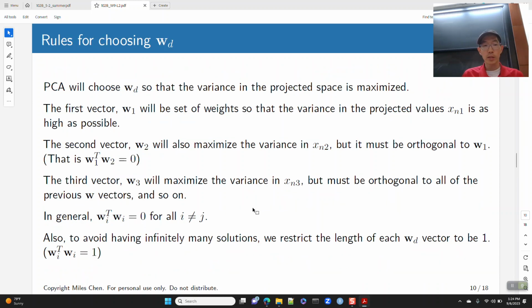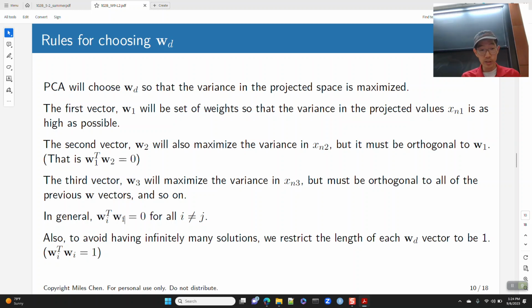Okay, so what we want is to choose the values in w so that the variance in the projected space is maximized. That first vector, w1, will be the set of weights so that the variance in the projected value is as high as possible. And then the second vector, w2, will maximize the variance in x sub n2, but we have this condition that it must be orthogonal to w1. So that is when I do w1 transpose w2 is equal to 0.